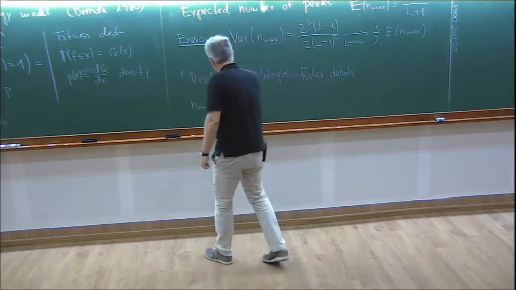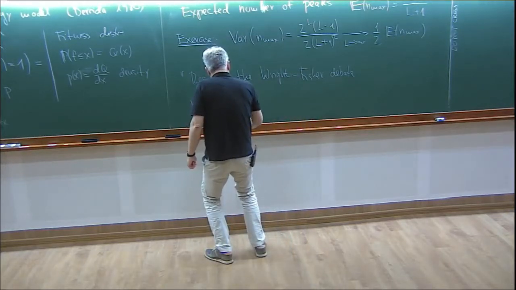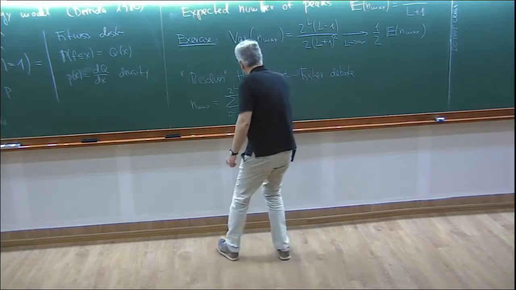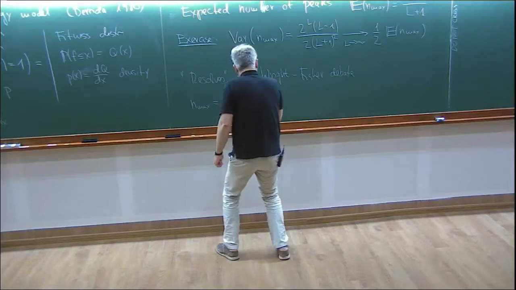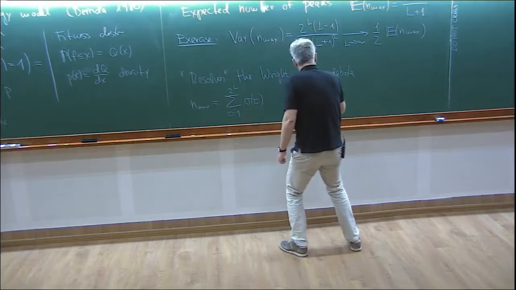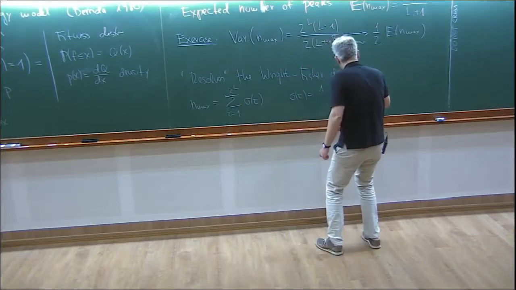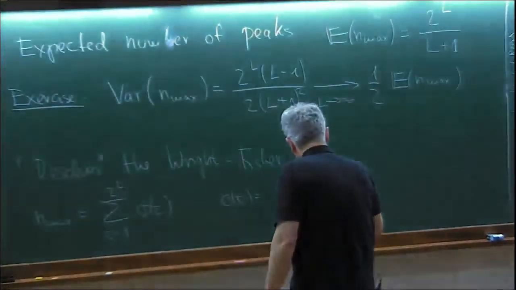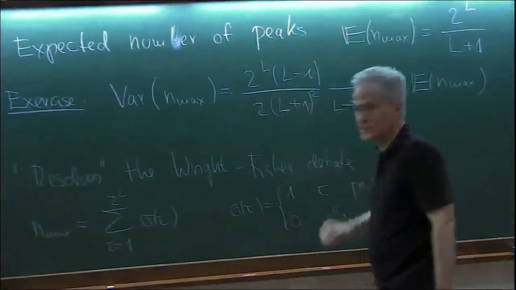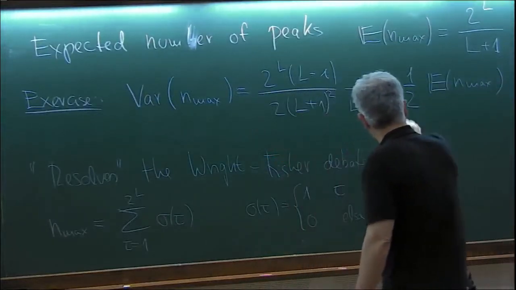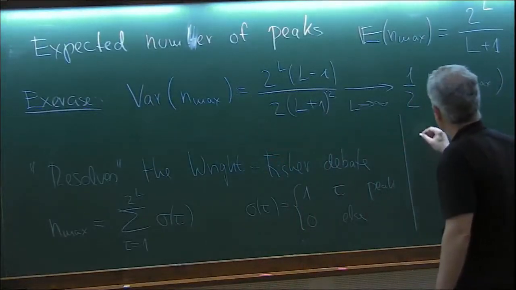Okay, so this is a random variable, and I can write it as a sum over all my genotypes of some indicator variable. Let me call this sigma of tau, which has the property that sigma of tau is equal to 1 if tau is a peak, and 0 else. Right? So this is a set of random variables. Now what is the expectation of N max?